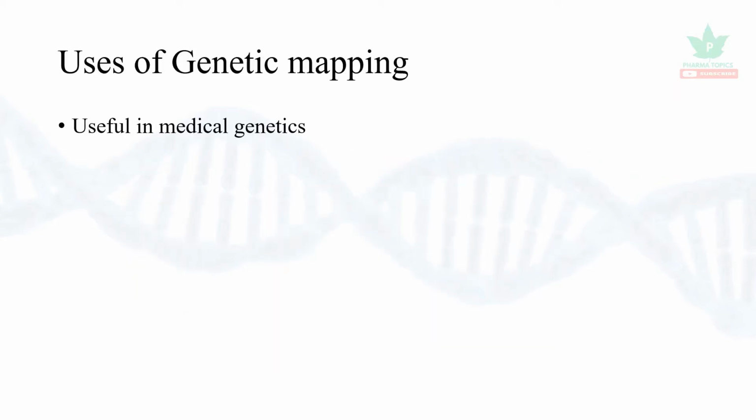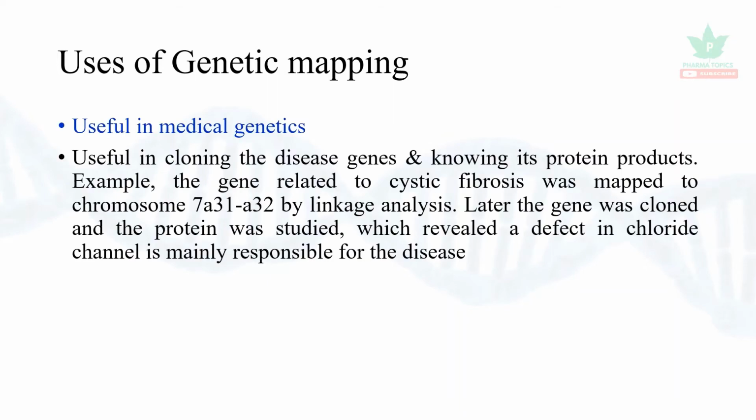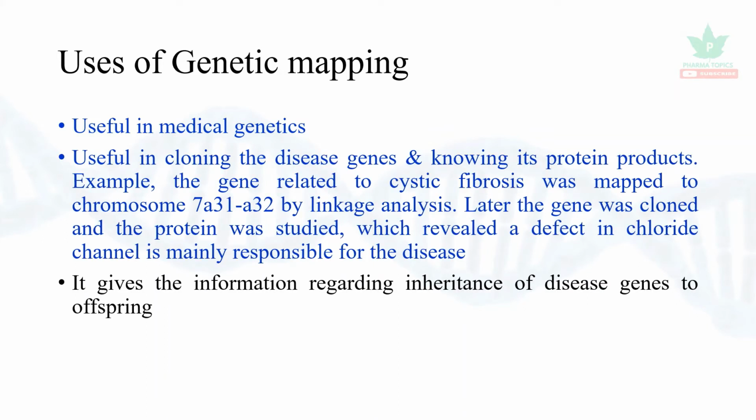So, uses of genetic mapping: it is useful in medical genetics. Cloning of the genes is useful to know about the disease and reveal the molecular mechanism behind it. For example, the cystic fibrosis gene was located at chromosome 7 and it was found that there is a defect in the chloride channel responsible for the disease. So it gives the information regarding inheritance of disease to the offspring also.